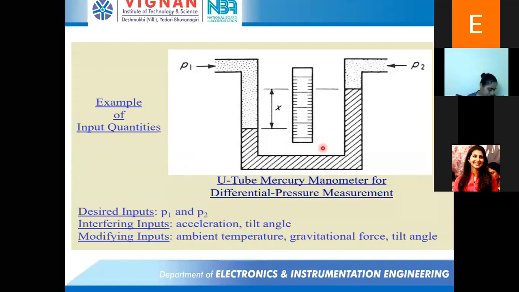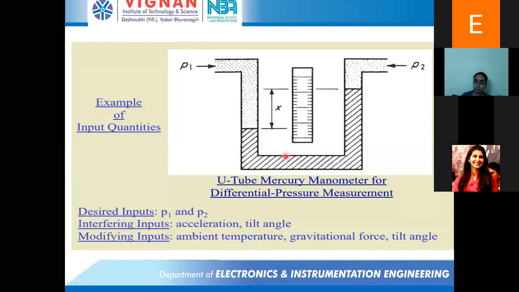For example, consider the measurement of differential pressure of a fluid with the help of a U-tube mercury manometer. This U-tube mercury manometer consists of two limbs. A limb is nothing but a arm: through one limb one pressure is applied, and through the other limb another pressure is applied. It has the shape of a U, which is why it is called a U-tube manometer. It is called a mercury manometer because the liquid we use as the medium is mercury.